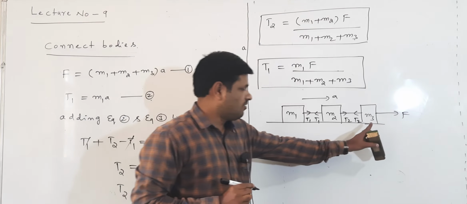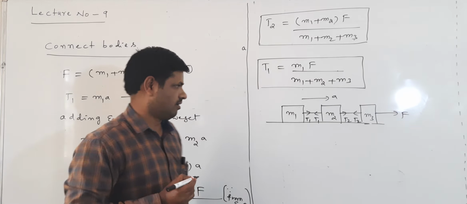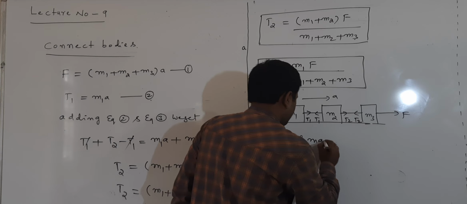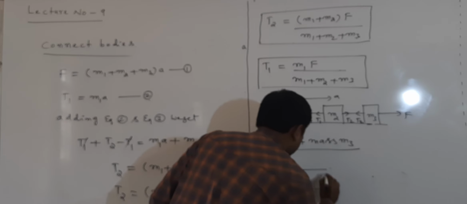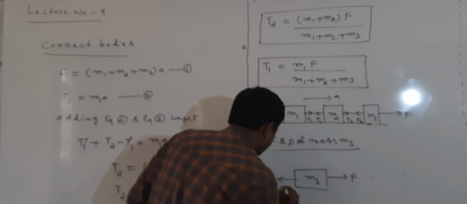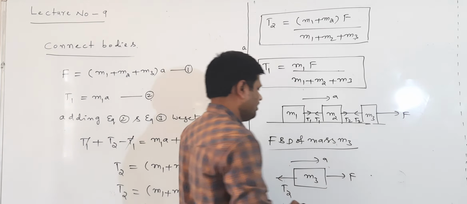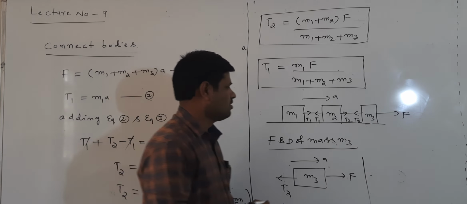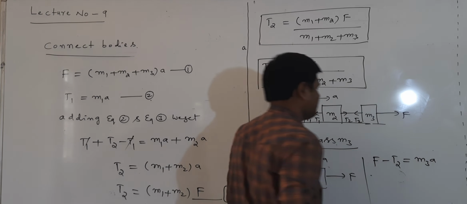Now using the free body diagram of M3 we can also get the tension T2. We can check it here. I am writing the free body diagram of mass M3 here. This is M3, this is the applied force F, this is the tension T2, and the acceleration is in this direction. Since the acceleration is in this direction, F is more in comparison to T2. So the equation we get is F minus T2 is equal to M3A.